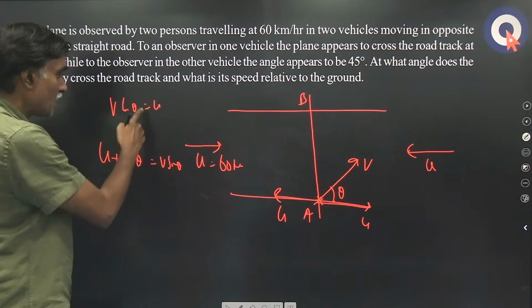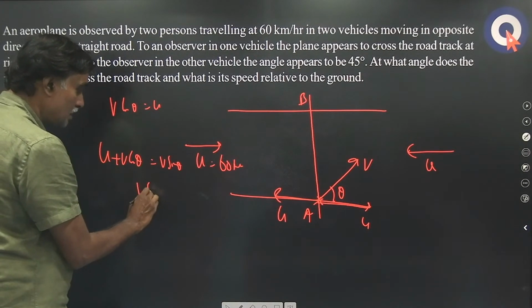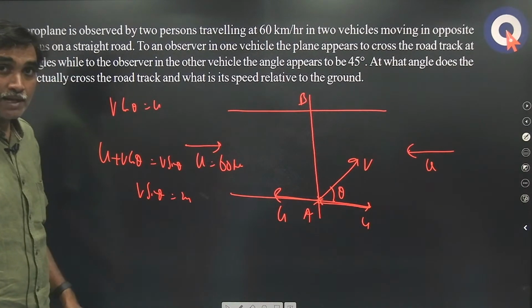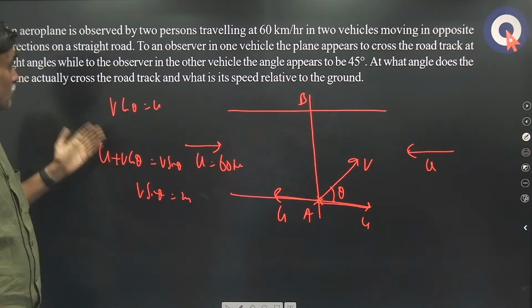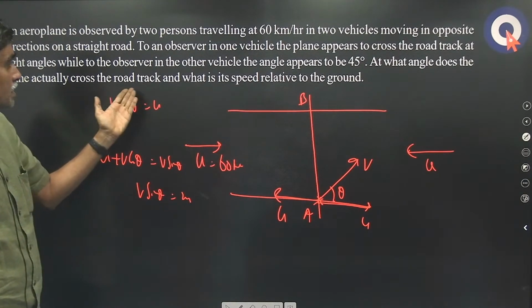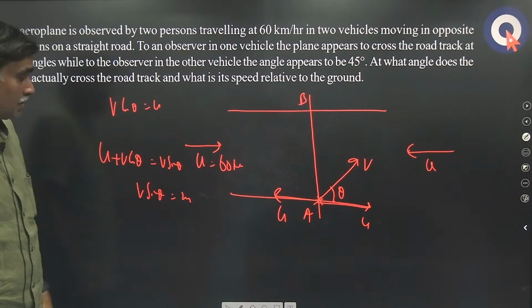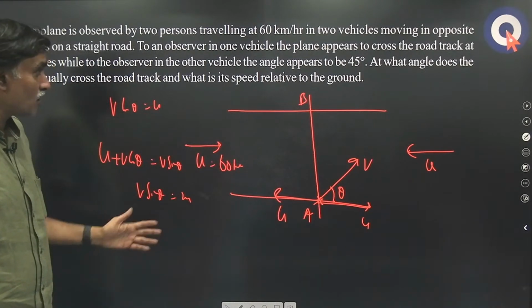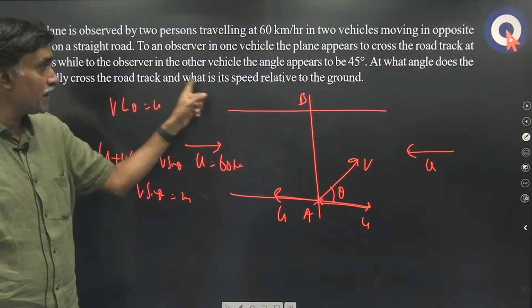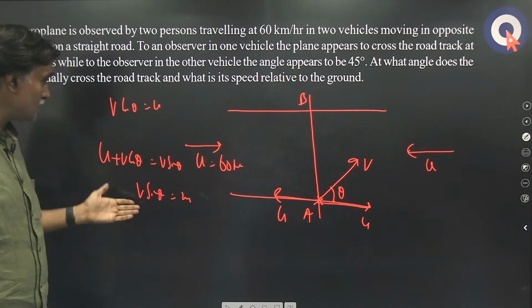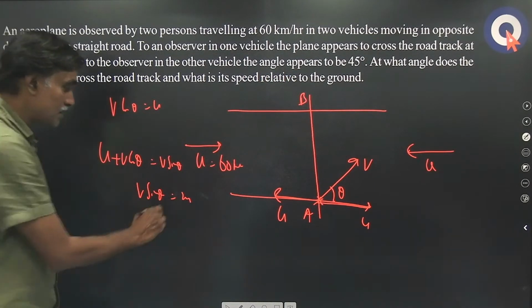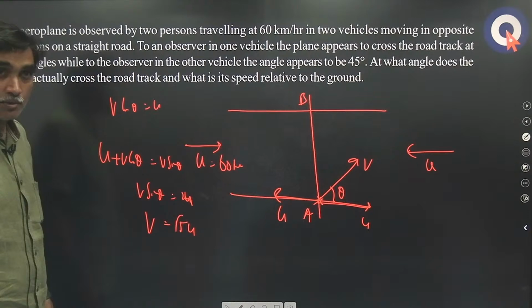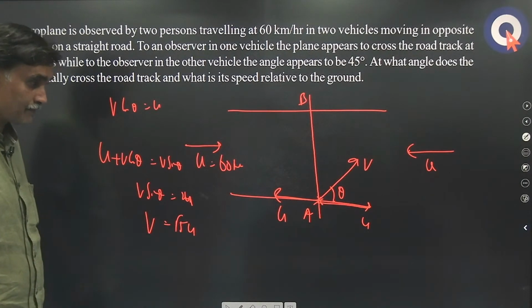But V cos theta is U from the first equation. So what is V sin theta? It is 2U. Okay. So if I divide these two equations, I get tan theta equal to 2. So actually the plane is crossing the track at an angle of tan inverse 2 with the track. And with what speed? What is the velocity of the plane relative to the ground? That means the absolute velocity, that is V, you should find. So square and add. If I square and add, what do you get? V equals root 5 U. But U is 60 kilometers per hour. So this is root 5 into 60.